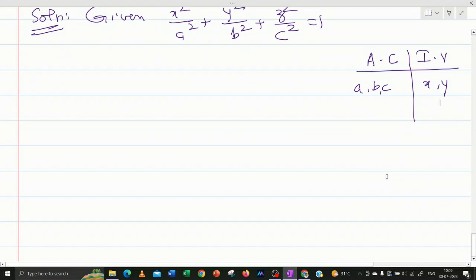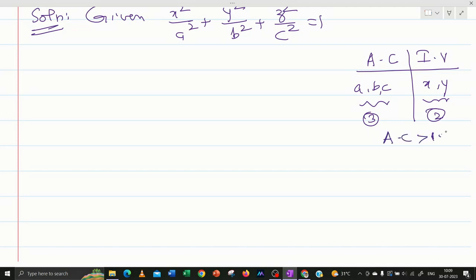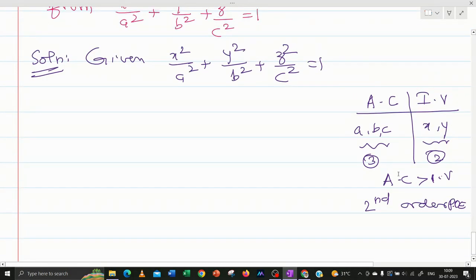You can see here 3 arbitrary constants are there, but only 2 independent variables are there. So the number of arbitrary constants is greater than the number of independent variables. Therefore, you will get the resulting equation in second order. You will get the second order PDE. So how can we get the second order PDE here?